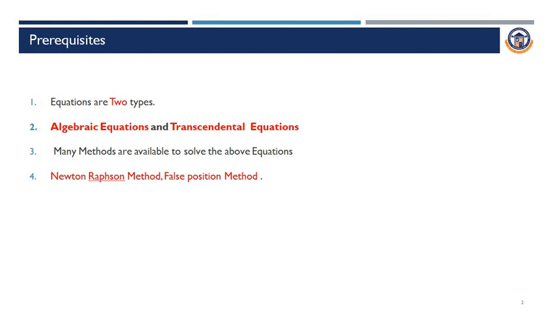What do you mean by algebraic equation? An algebraic equation is an equation which consists of variables x, y, z like that. And transcendental equations are nothing but equations having logarithm, sine, cos and exponential functions. To solve algebraic and transcendental equations, many methods are available. Among those methods, let us see how to find the solution of an algebraic equation and transcendental equation by using Newton-Raphson method and false position method.